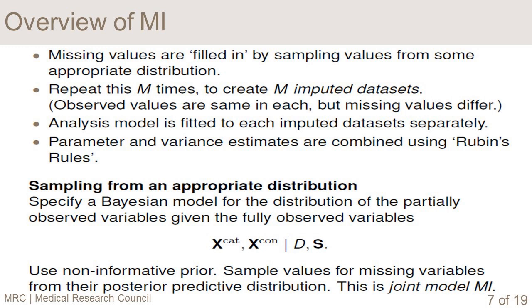So we need to sample the missing values then from some appropriate distribution. And how do we do that? Well, a commonly used method is to specify a Bayesian model for the distribution of the partially observed variable given the fully observed variables, and to use non-informative priors. And you fit that model to the observed data and then sample values for the missing variables from their posterior predictive distribution. And this is called joint model MI.